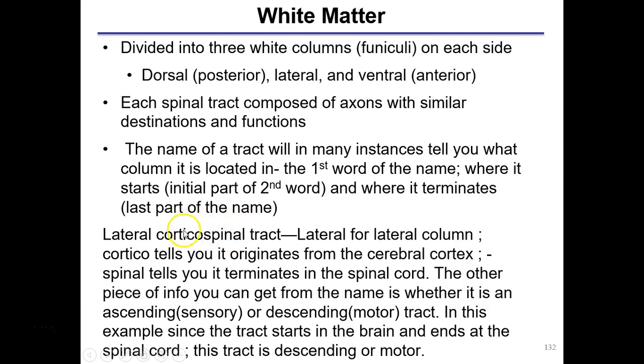So corticospinal in this case is telling you that this is coming from cortex, meaning the cortical part of the brain, the cerebral cortex, and it's ending at spinal cord levels. So it's running from the cortex down to the spinal cord. So this is a descending tract, clearly. And again, that would mean it's a motor or efferent tract. Okay. So lateral corticospinal tract is a motor tract which runs through the lateral funiculus, starting from the cortex and ending at spinal cord levels.